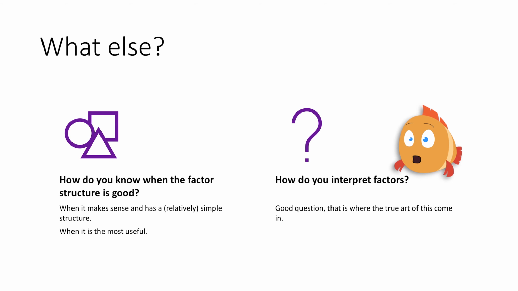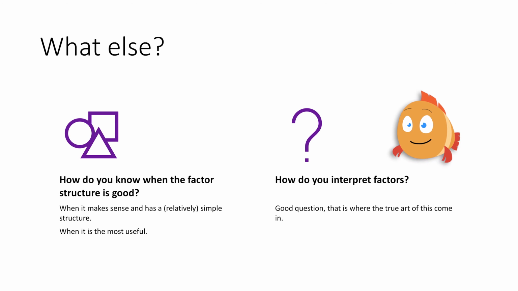Okay, so what else? What other things? How do you know when a factor structure is good? Frankly, when it makes sense and is pretty simple. And that is typically when it is the most useful.